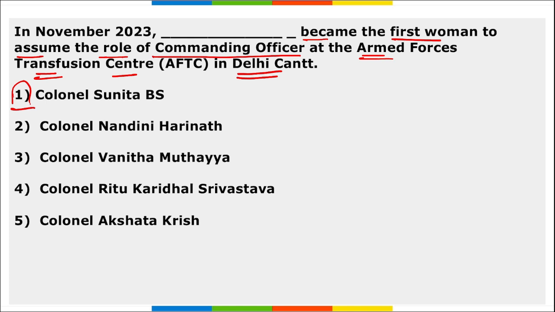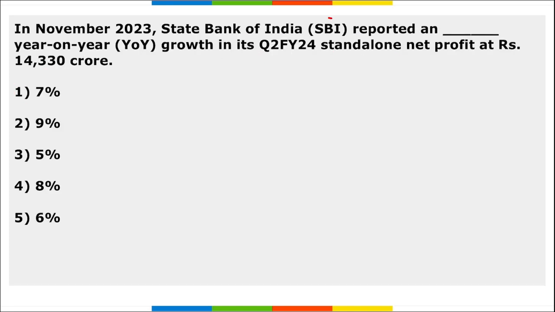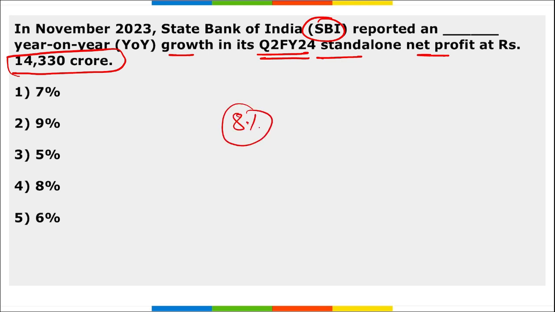Next. In November, SBI reported a year-on-year growth in their second quarter standalone net profit at 14,330 crore rupees. So SBI reported 8% year-on-year growth in the second quarter of fiscal year 24, and the net profit that they recorded here was 14,330 crore rupees. The option becomes option 4 here.